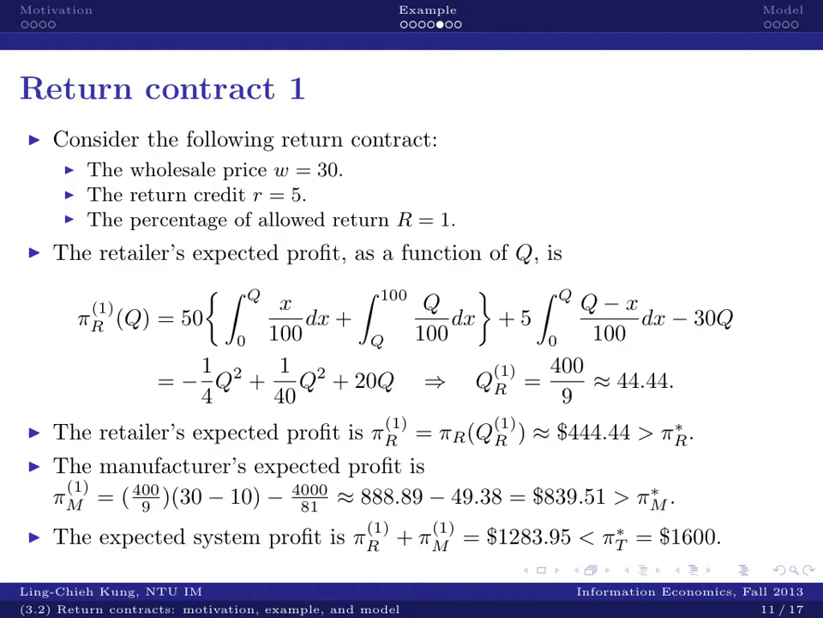But surprisingly, after all the calculation, you can show that the manufacturer also earns more. The manufacturer now can earn $839, which is higher than 800 in the original setting. And of course, the expected system profit also goes up. So you can see that under this return contract, the retailer orders more, and both firms are happier than in the wholesale contract.